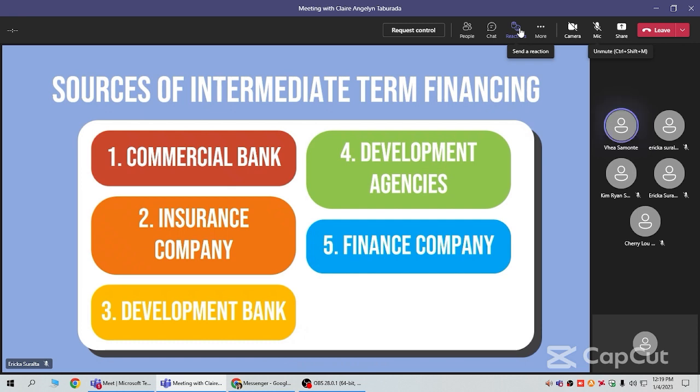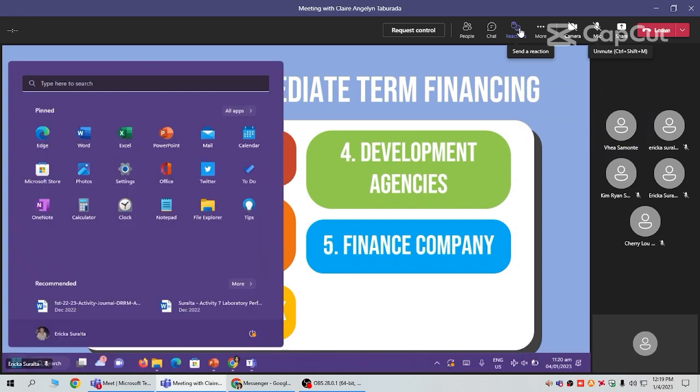Insurance company. The second source of intermediate term funding is the insurance business. Insurance firms are more cautious in issuing loans than commercial banks. In order to reduce risk, insurance firms give loans to strong and well known industries. The third one is Development Bank.